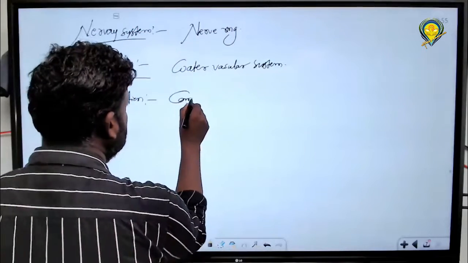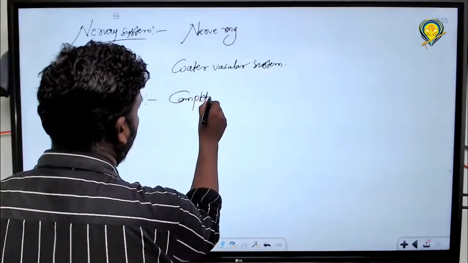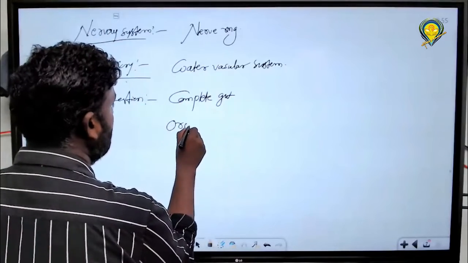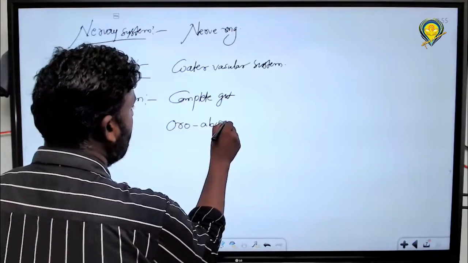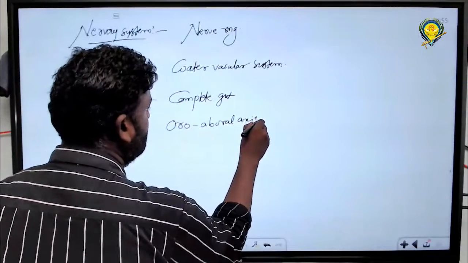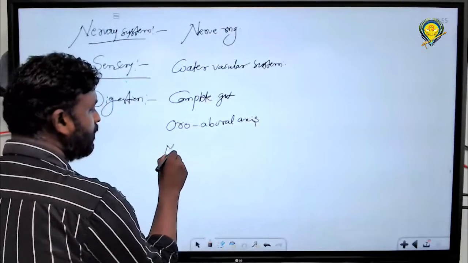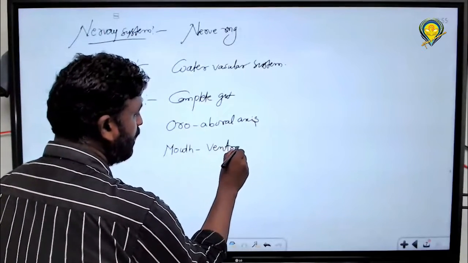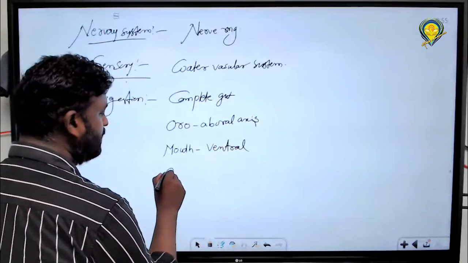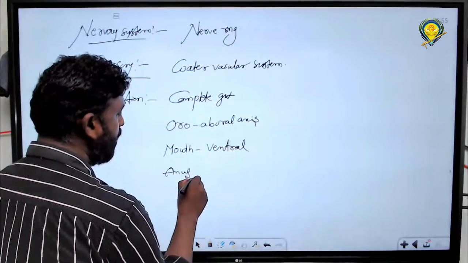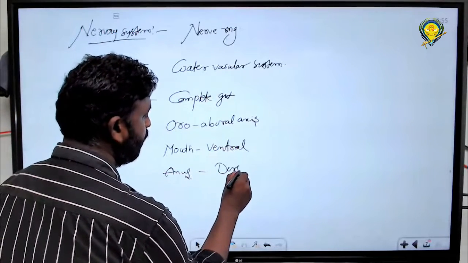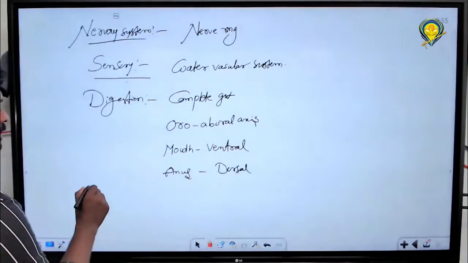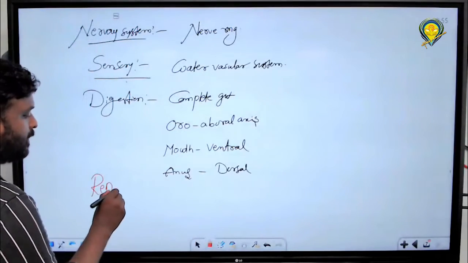Digestion: a complete gut, but it's arranged along the oroaboral axis. Means mouth is dorsal or ventral? Mouth ventral. Anus is dorsal. Very good. And next one, last one, what? Reproduction.